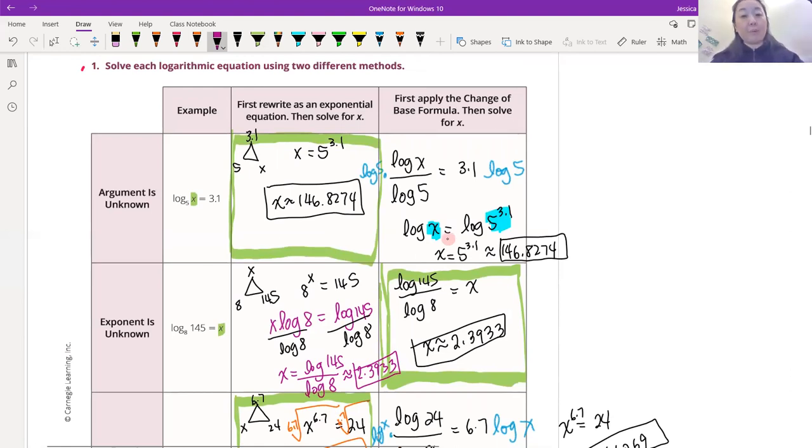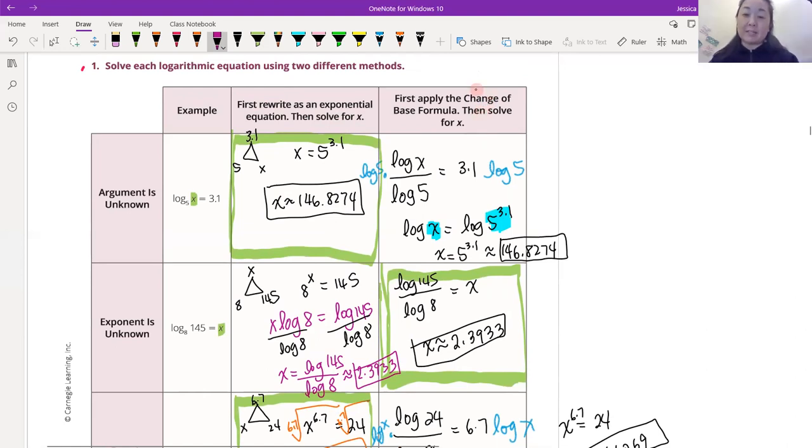You can totally do both ways. They're completely legal. Just one takes a little bit shorter than the other one, and it's a little less convoluted. The first way to do it is to rewrite as an exponential equation, which is what we've been doing, and then solve for x. The other way is to use the change of base formula and then solve for x.